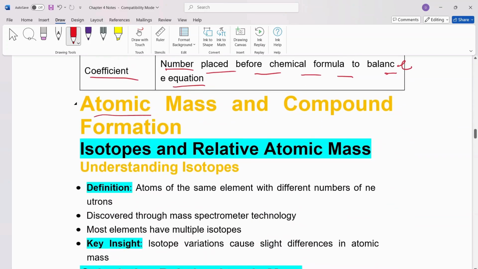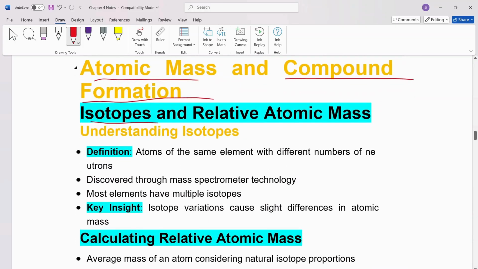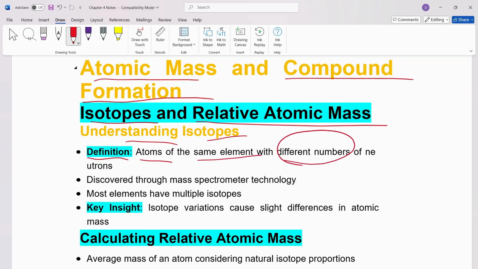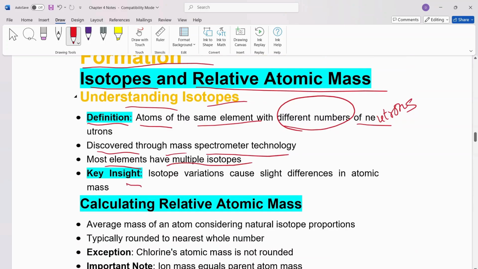Now let's talk about atomic mass and compound formation. Here we start with isotopes and relative atomic mass. So let's understand isotopes first. Definition is atoms of same element with different number of neutrons. Discovered through mass spectrometer technology, most elements have multiple isotopes. Key insight here is that isotope variation causes slight differences in atomic masses.